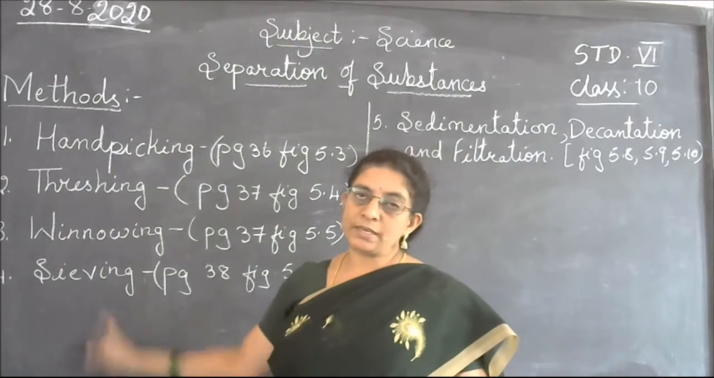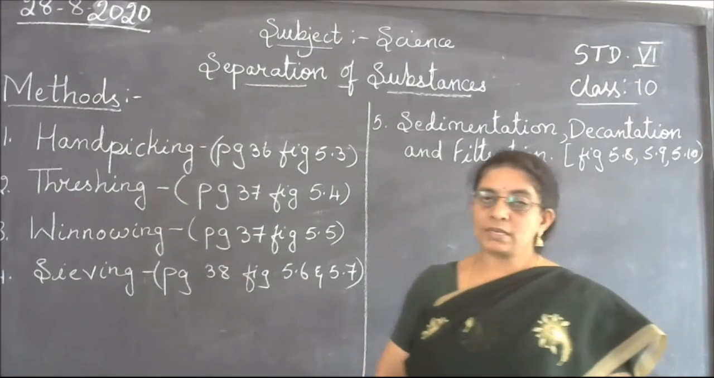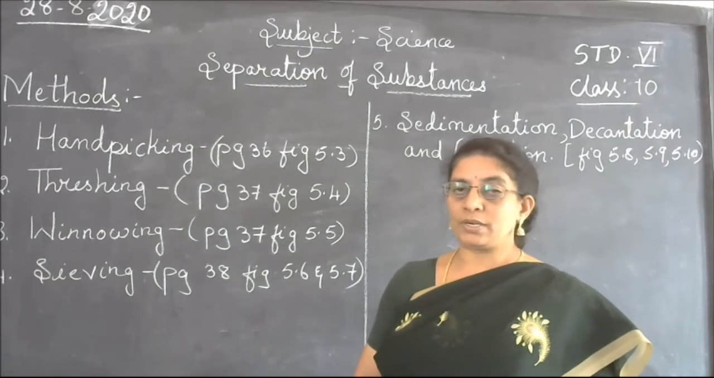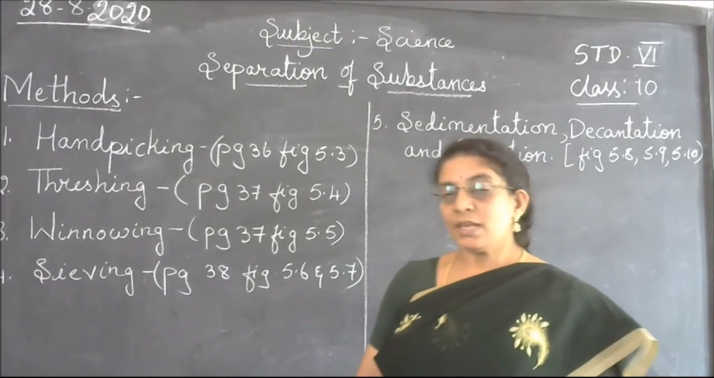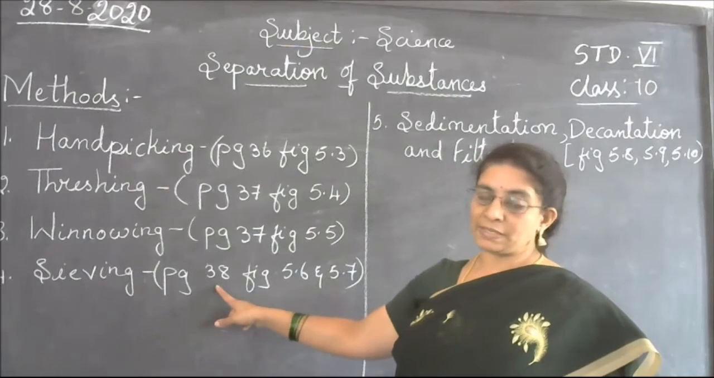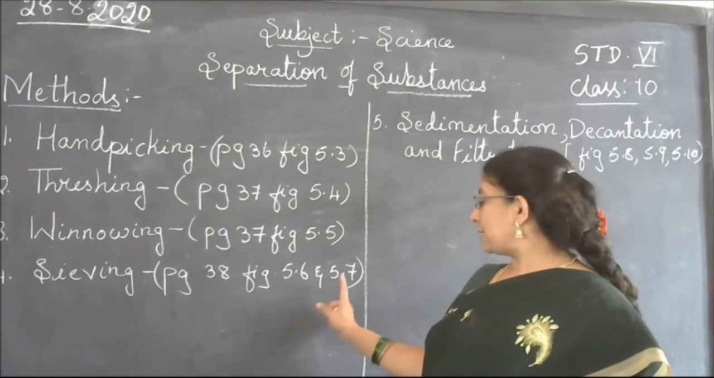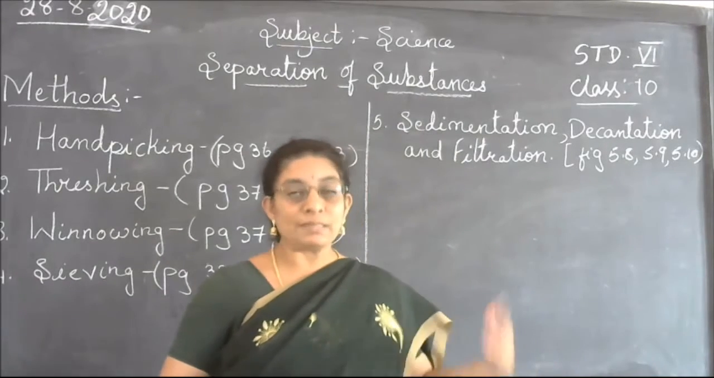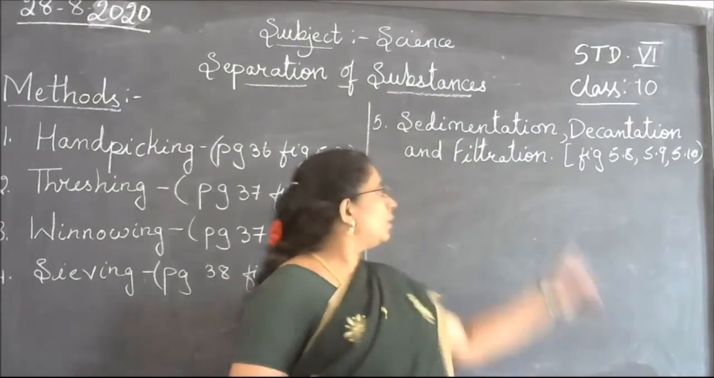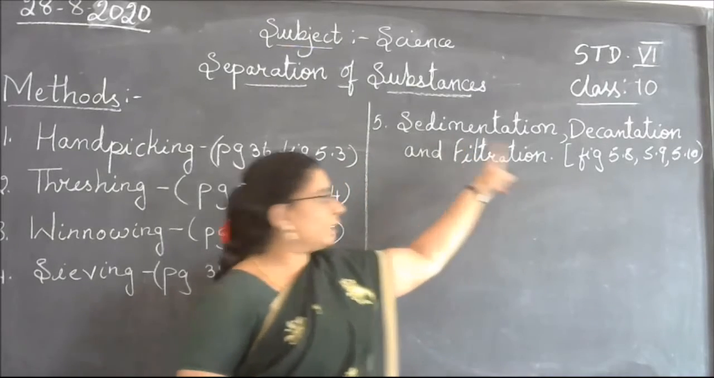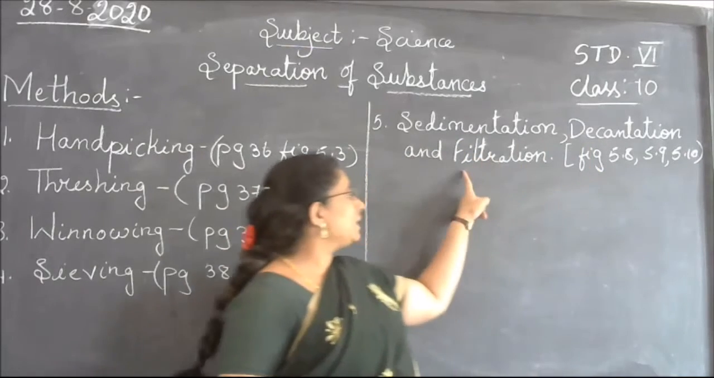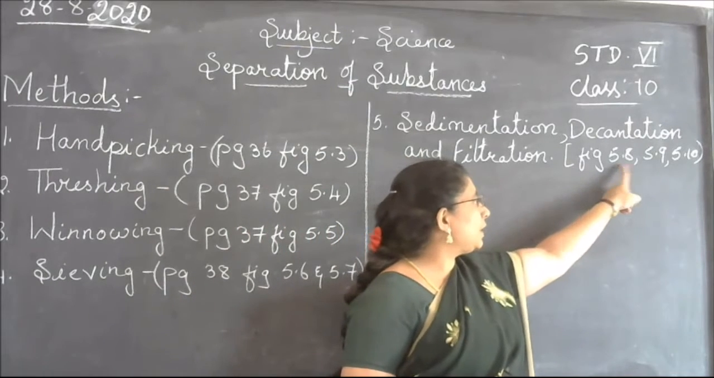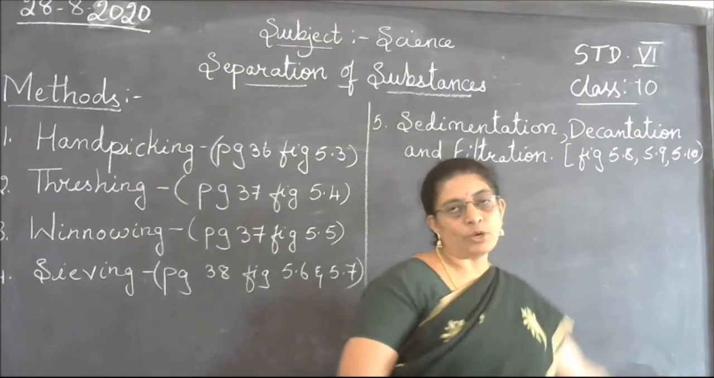And the fourth one what I did was sieving. Sieving is to separate the finer particles from the impurities, the very fine particles from the impurities. So for that, refer page number 38, figure 5.6 and 5.7. Okay. So today we are going to do about the other 3 methods. Okay. So that is called as sedimentation, decantation, and filtration. Okay. So for that, refer figure 5.8, 5.9, and 5.10.